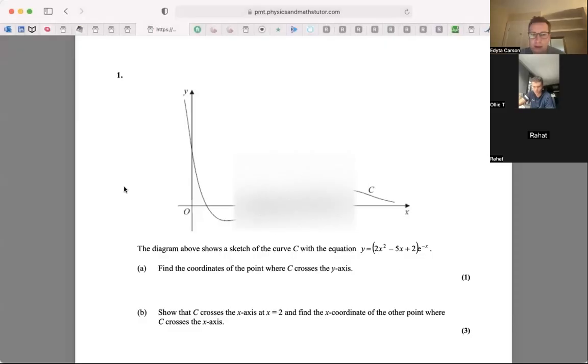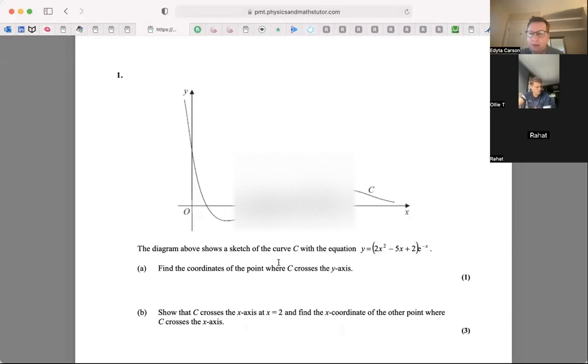So we're just going to look at this example. Let me share my screen. Very straightforward. This diagram shows a sketch of the curve with the equation y equals 2x squared minus 5x plus 2, in brackets, e to the minus x. Since brackets means multiply, this is the product of the two functions. The two things are being multiplied.